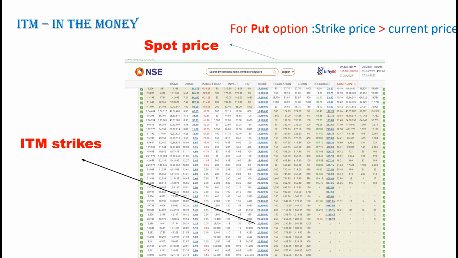What is ITM for a put option? Strike price greater than the current price. If the strike price is greater than 19,330, that is the current price, then that is called ITM strikes for a put option. So these are the prices which are greater than 19,330, the current price: 19,400, 450, 500, 550. These are all the ITM strike prices for the put options.